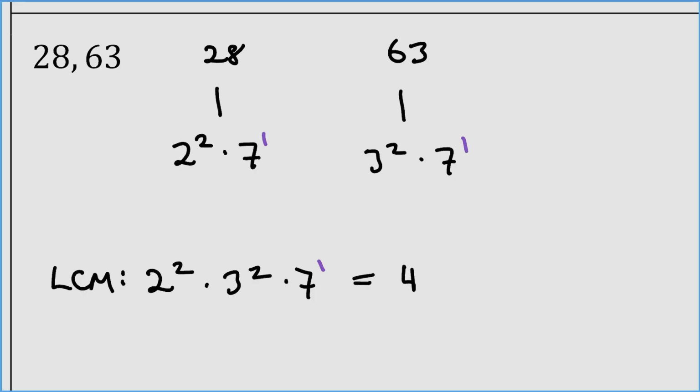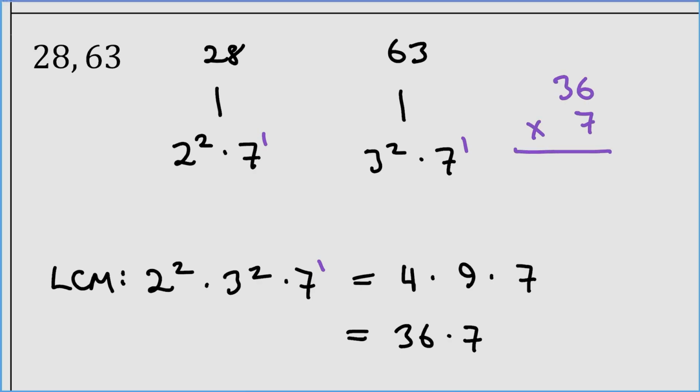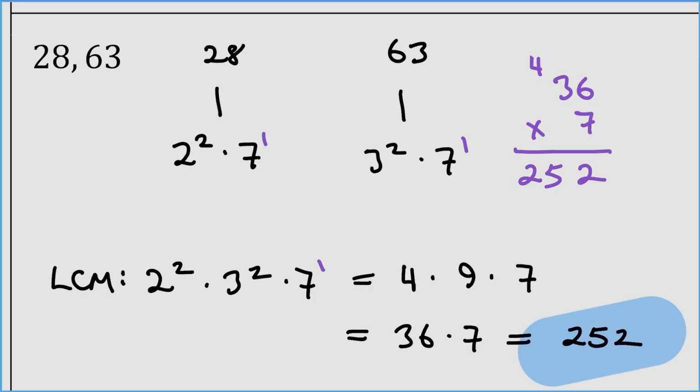2 squared is 4, 3 squared is 9, times 7, and this is going to be 36 times 7. I'm without my calculator, so let's do it by hand. 36 times 7. Well, 6 times 7 is 42. Carry the 4. 7 times 3 is 21, plus 4 is 25. So this is 252. So 252 is the least common multiple of 28 and 63.